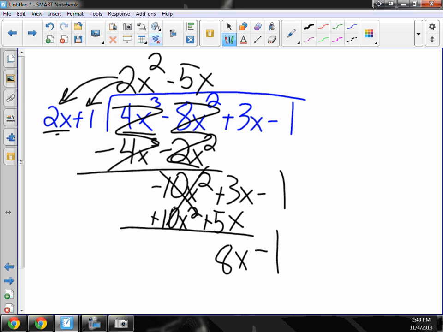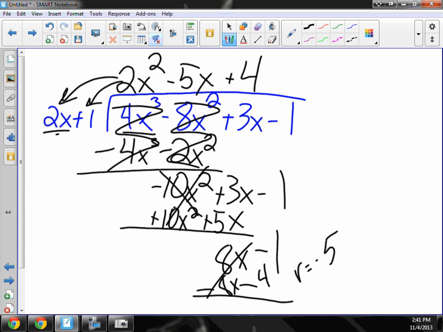How many times does 2x go into 8x? 4. Jordan, do you get that? So 8 divided by 2 is 4. What about x over x? Cancels. So it's just 4. So 4 times 2x is 8x. 4 times 1 is 4. Subtract. Those cancel, and I get my remainder is negative 5.